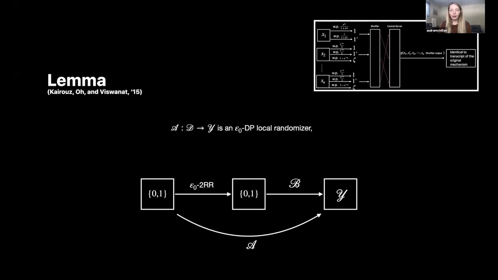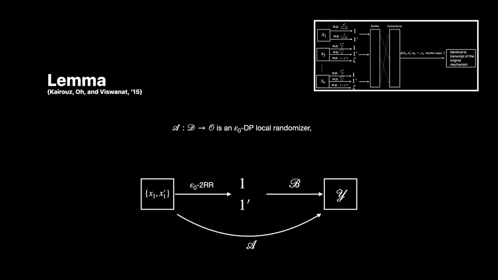So how does this help us? We have A as our function from our data universe to Y. For this theorem, it's not important that these are actually 0, 1, so let's just relabel them. We're going to relabel them in the first part of the mechanism by x1 and x1 prime, and in the middle of our mechanism by 1 and 1 prime, the symbols we're using up here.